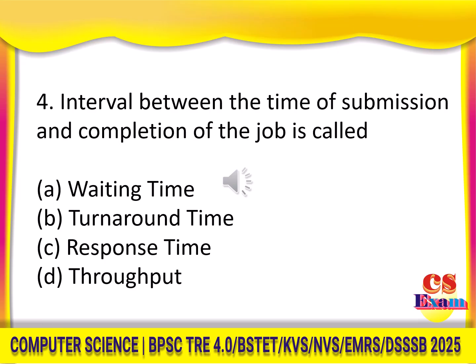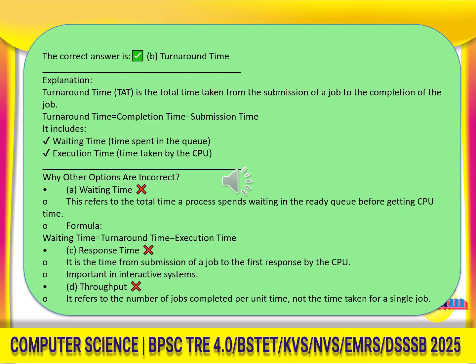4. Interval between the time of submission and completion of the job is called A. Waiting time, B. Turnaround time, C. Response time, D. Throughput. The correct answer is B. Turnaround time. Explanation. Turnaround time, TAT, is the total time taken from the submission of a job to the completion of the job. Turnaround time equals completion time minus submission time.